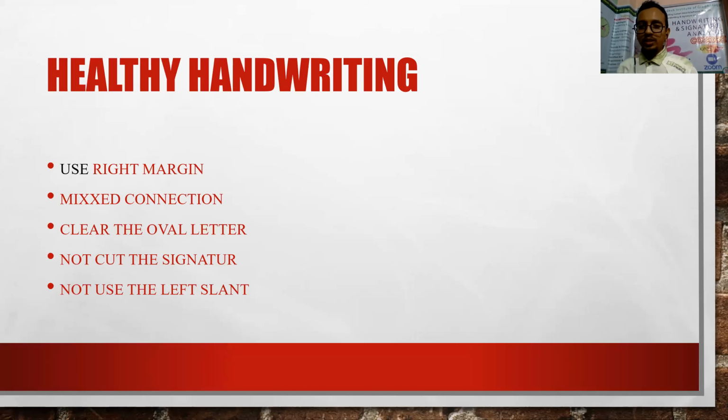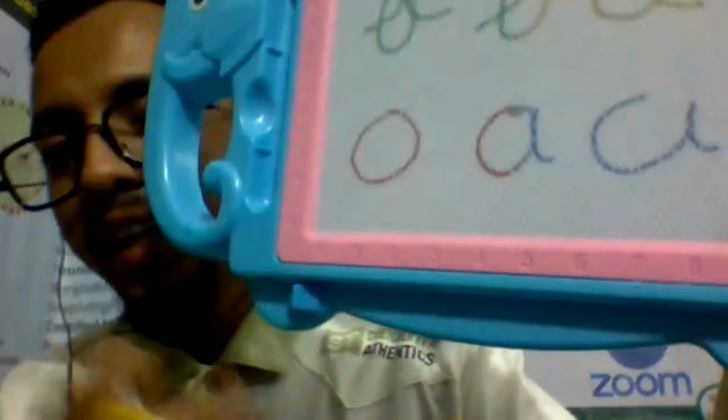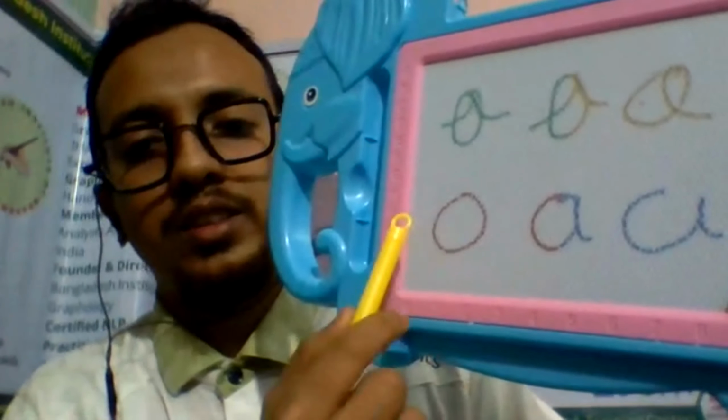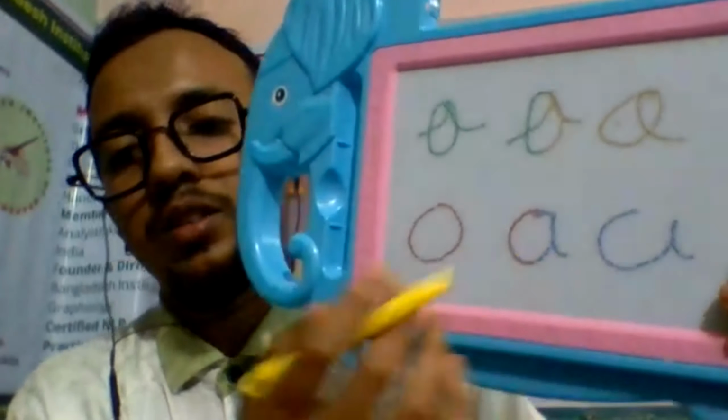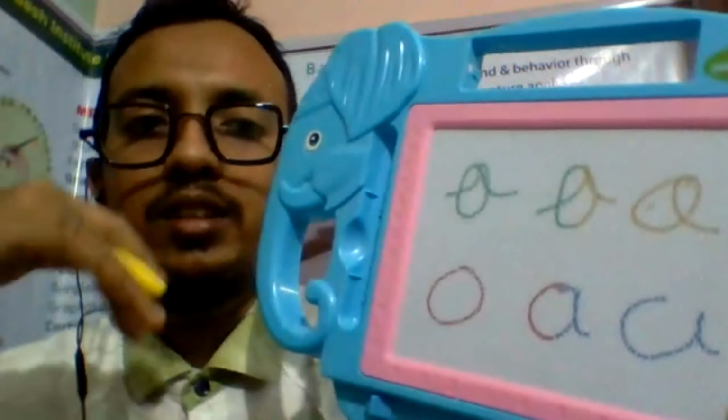I am also taking the healthy handwriting. Now I also told that we also take the oval letter. Oval letter means some letters in our English alphabet, like A and O, and A, R, O are the oval letters. They have the circle and oval. That's also related with what we see in graphology.